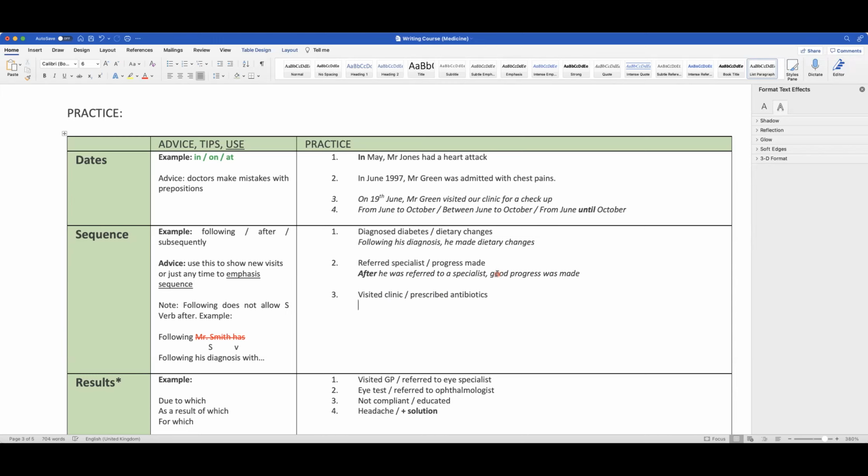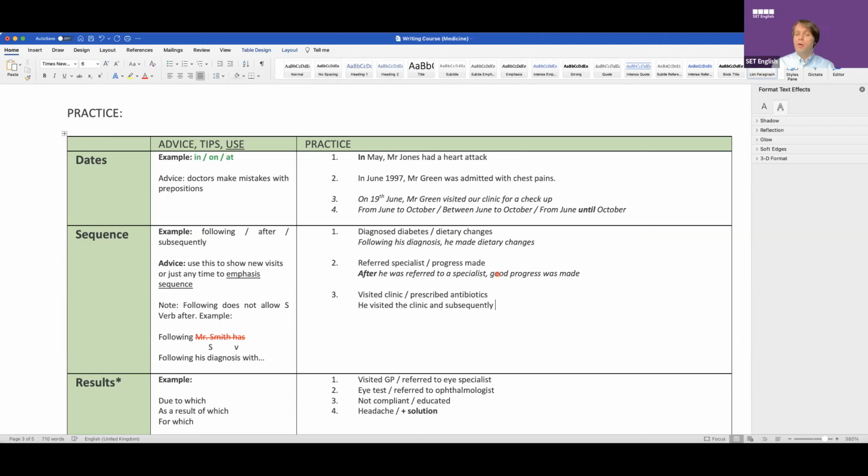Yeah, good question. So visit clinic. Let's say, how about this? He visited the clinic. Who can give me subsequently? Can anyone give me subsequently? So he visited the clinic, and subsequently he was. Yeah, you can say and subsequently he was prescribed antibiotics.